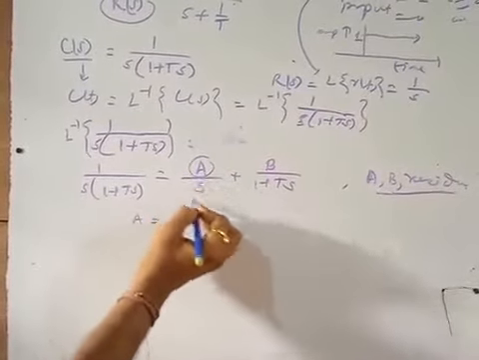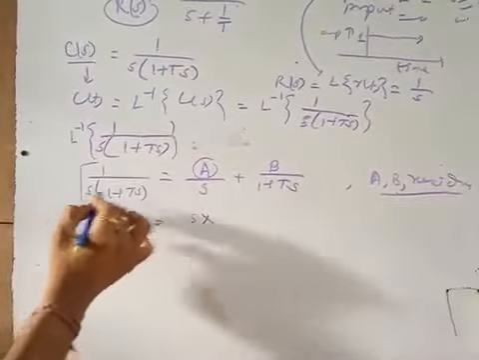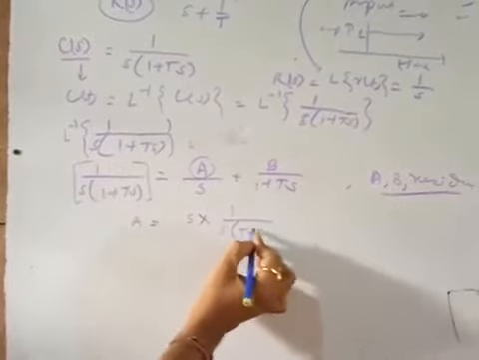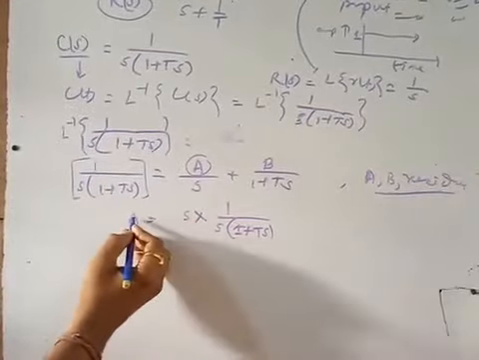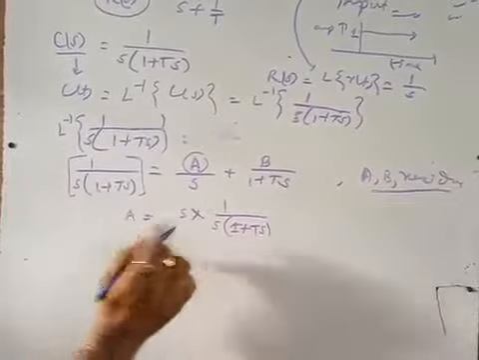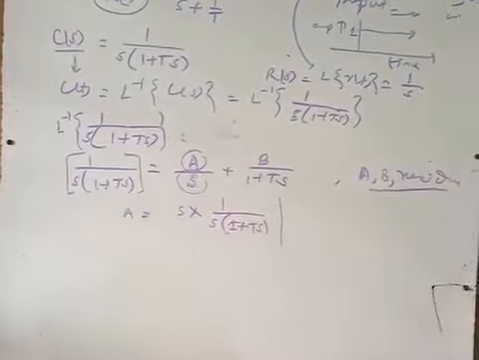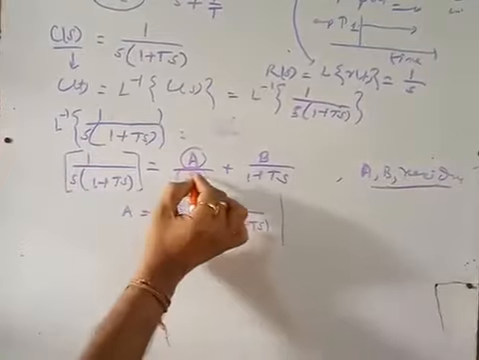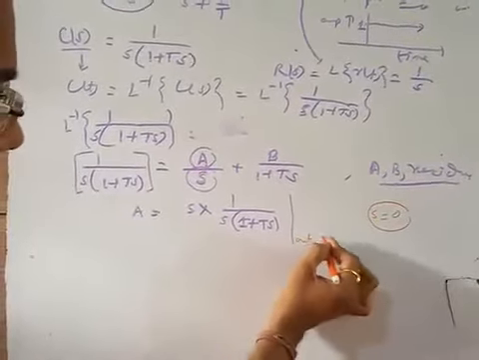You have to multiply the denominator of that function A into your left hand side complete term, that is 1 by S into 1 plus TS. And what will be the actual value of A? In that case you have to put some value of S. When you solve the denominator for the value of S, you get S is equal to 0. So put S is equal to 0.